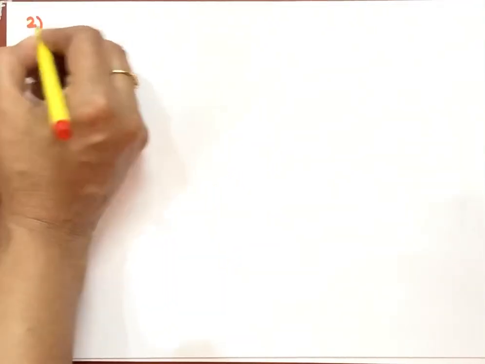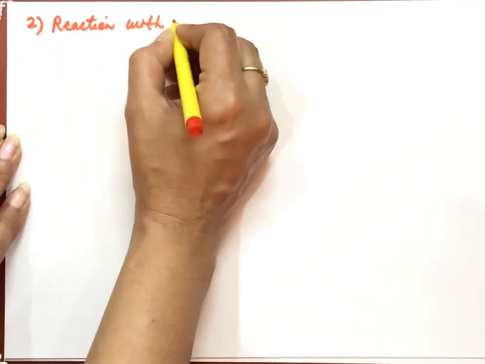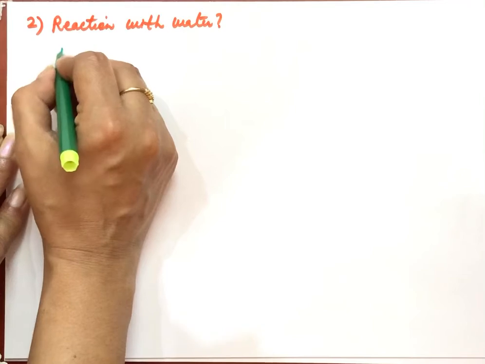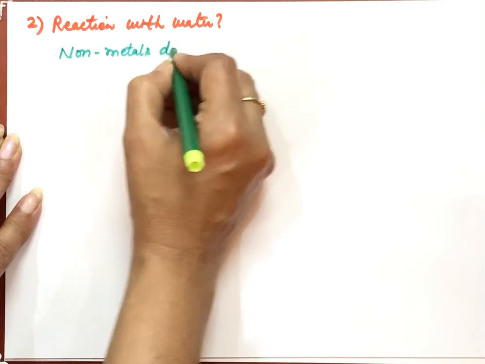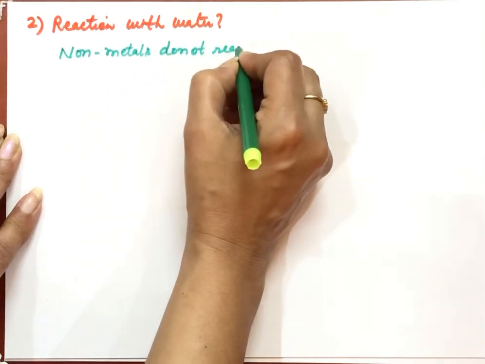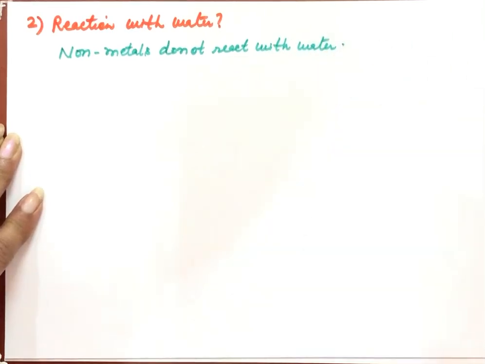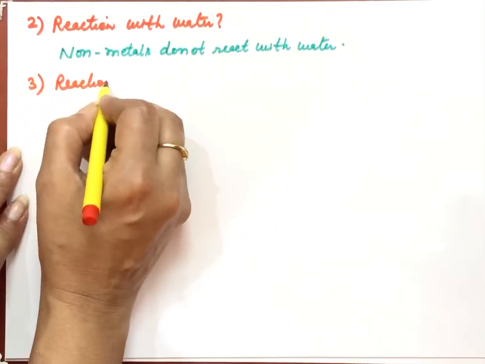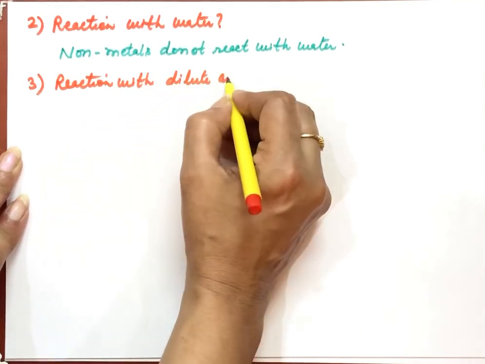Now moving on to the second chemical property of nonmetals, its reaction with water. Nonmetals actually do not react with water. Metals react with water, but nonmetals do not react with water, and there is no evolution of hydrogen gas. Same way, if we do the reaction of nonmetals with dilute acids, nonmetals do not even react with acids.